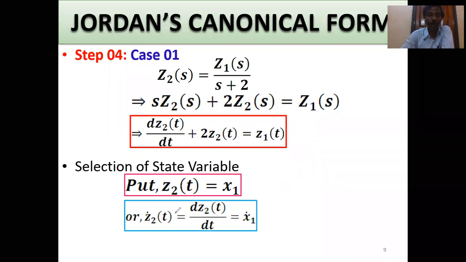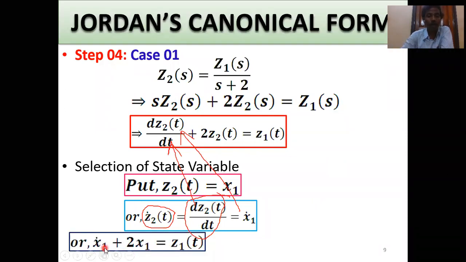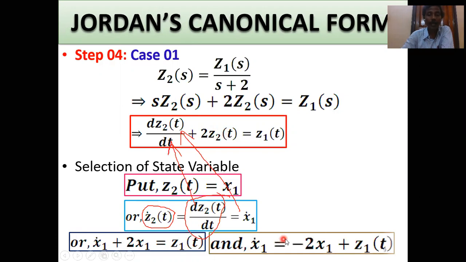So put here, this is the z2 dot, and this is equivalent to dz2 by dt, and this is equivalent to this. So put here x1 dot, and for the next term, x1 dot equals what? x1 dot plus 2 into x1 equals z1(t). Then x1 dot equals, just changing the side, minus 2 into x1 plus z1(t). This is the first equation, the state equation, because the left hand side has the differentiation term and the right hand side is free of differentiation terms. So this type of equation is called a state equation.